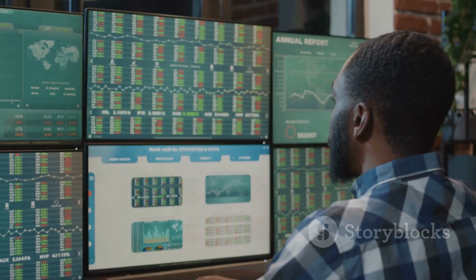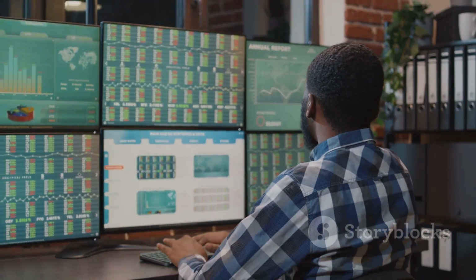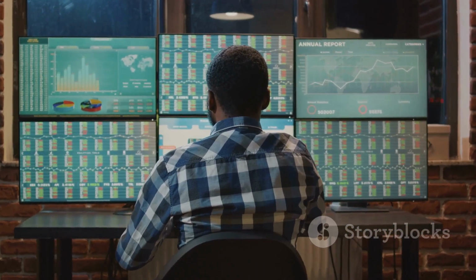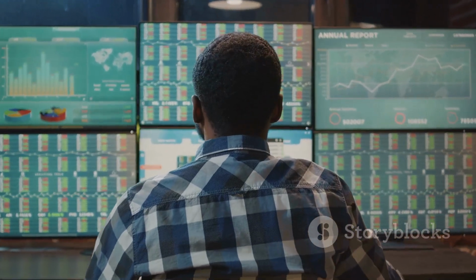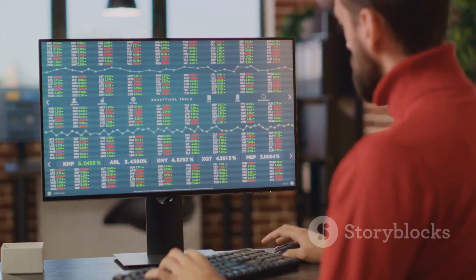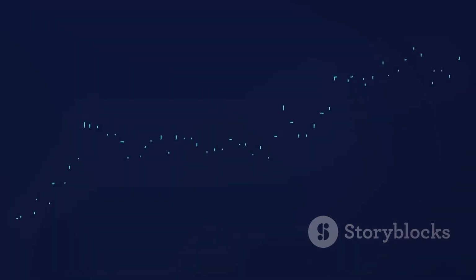Key to this is timing. Market volatility is your friend here. When prices are on the move, that's your cue. But remember, scalping is not for the faint-hearted. It requires laser-like focus, swift decision-making, and solid risk management.